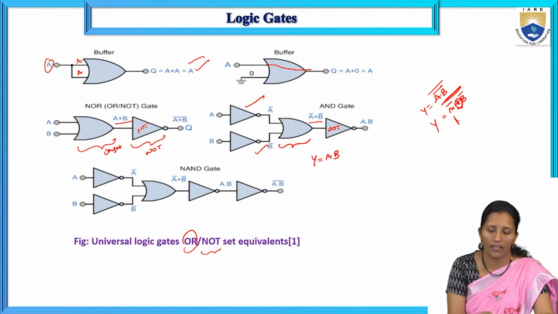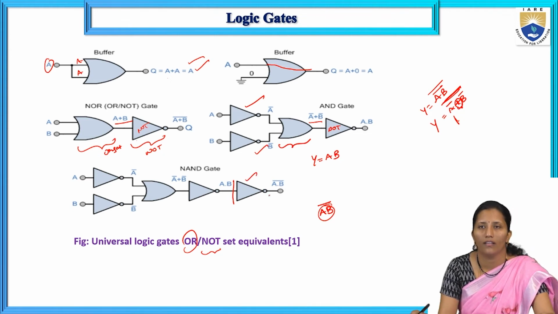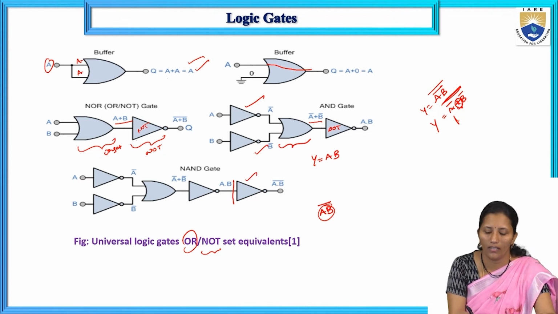And NAND gate realization using OR and NOT gates only. NAND gate means AB bar. So it is the same as the AND gate till here, and we have to get AB bar, so another NOT gate is applied to this realization.